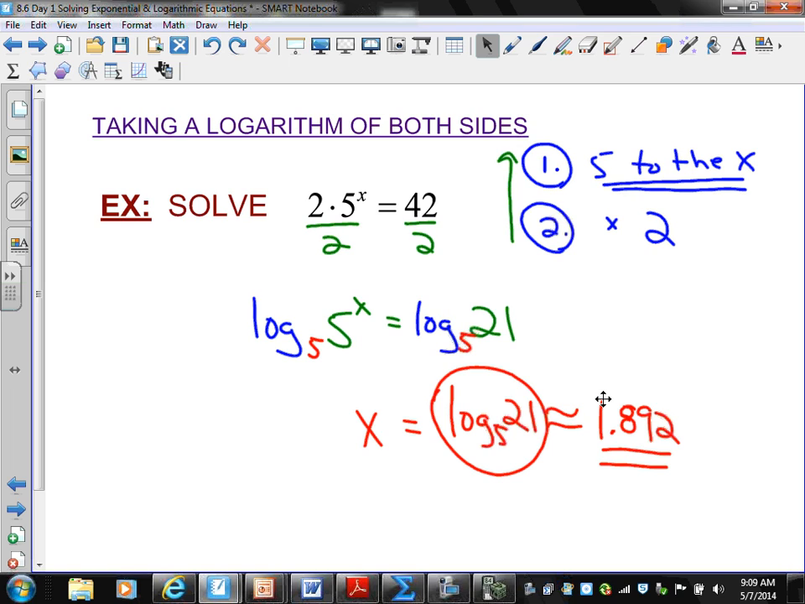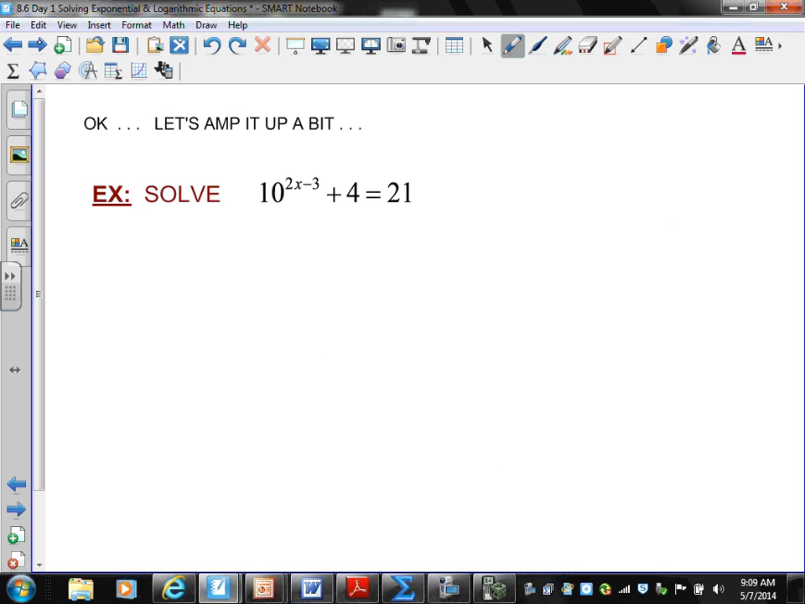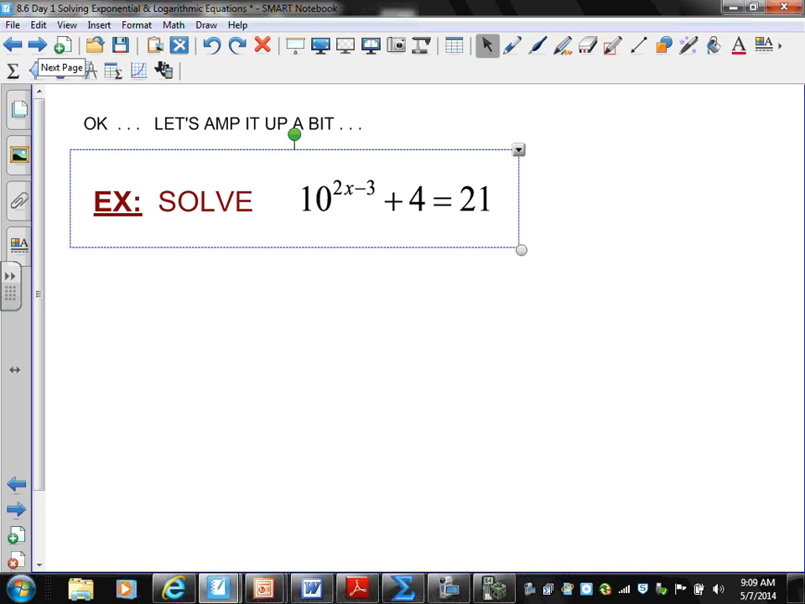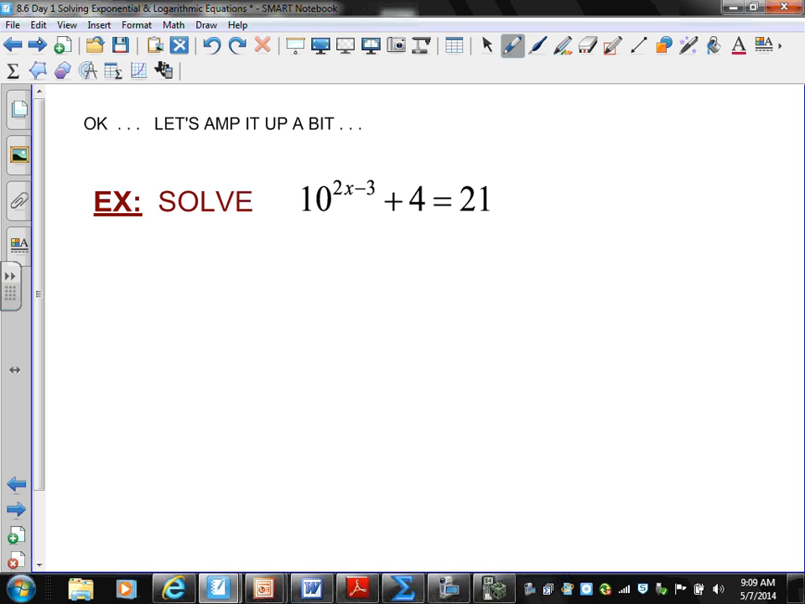Okay, so that's our basic idea. We're just unwrapping here, and we have this new operation of taking the log of both sides. And again, choose wisely. We had base 5 in our expression, choose log base 5. Okay. Let's look at another one here. This one's amped up a little bit, really only in the fact that I have more operations to do, not that there's anything new for us to get out of this problem.